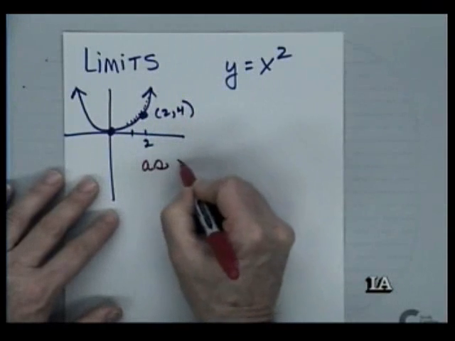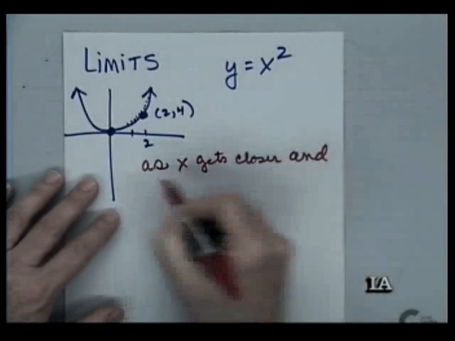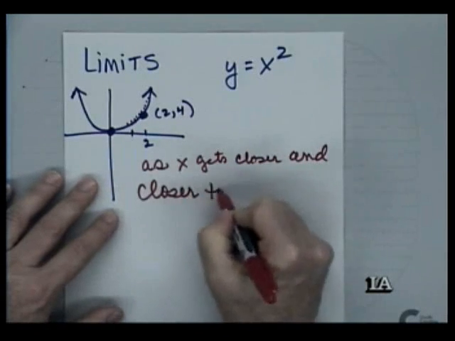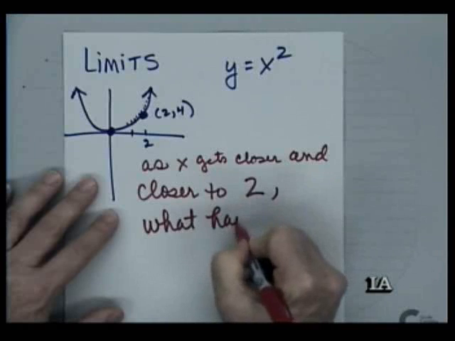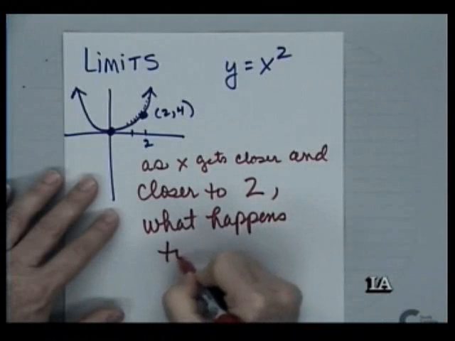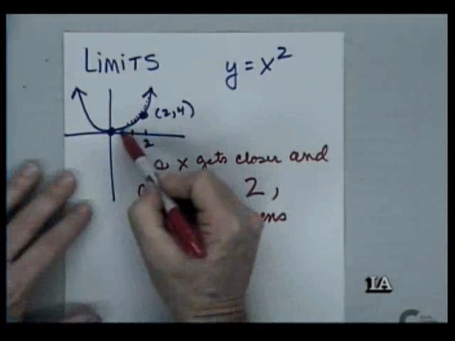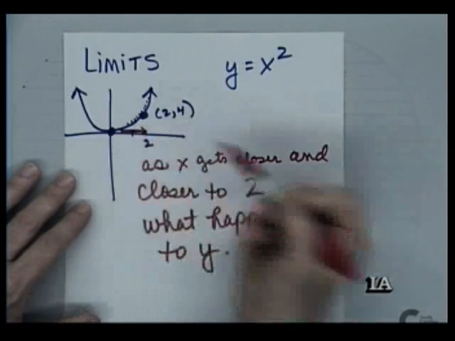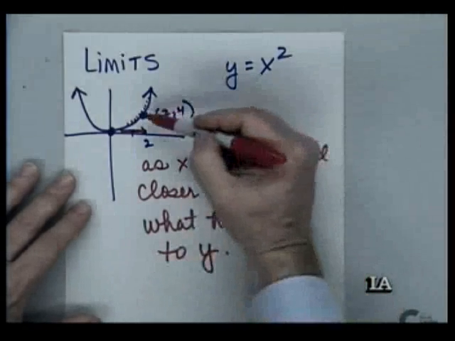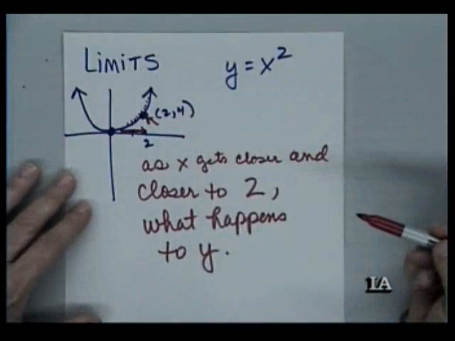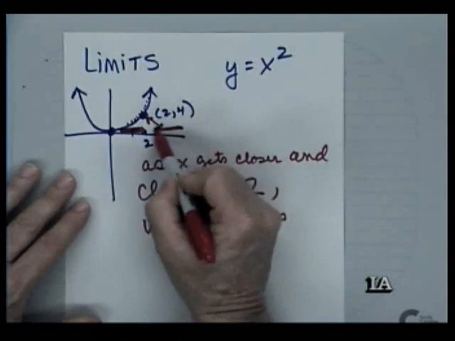graph, as x gets closer and closer to 2, what happens to y? Well, there's a nice little thing going on here. If I get closer and closer and closer to 2, if I look at ordered pairs that are closer and closer to 2, the x component is closer and closer to 2, it's pretty obvious that the y value is getting closer and closer and closer to 4. And that not only happens from the left-hand side, it also happens from the right-hand side.